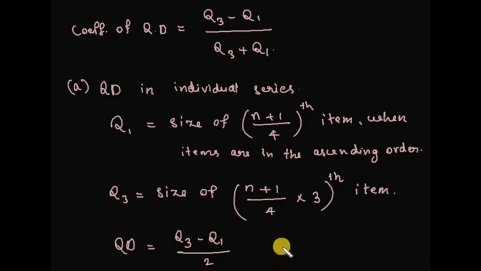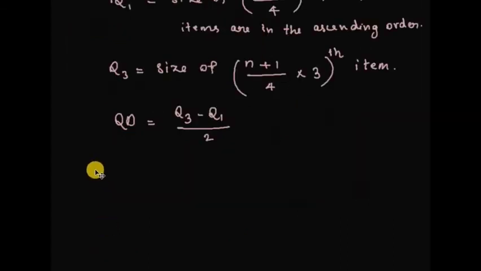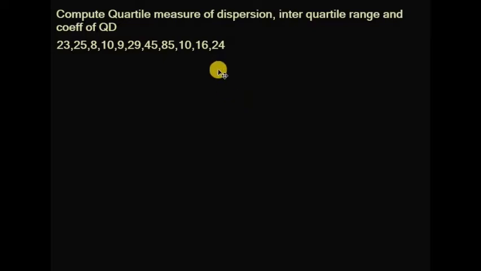Okay, let's look at a problem. And one more concept here is interquartile range. Interquartile range equal to Q3 minus Q1. Okay, this is the problem. Compute quartile measure of dispersion, meaning compute quartile deviation, interquartile range and coefficient of quartile deviation for the given data.